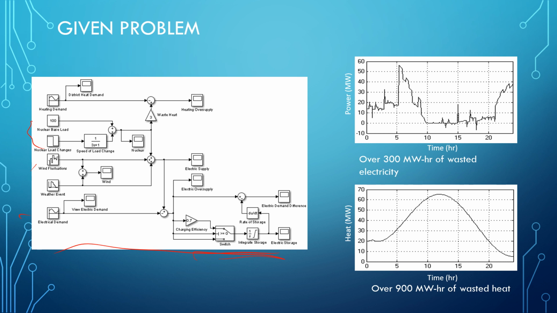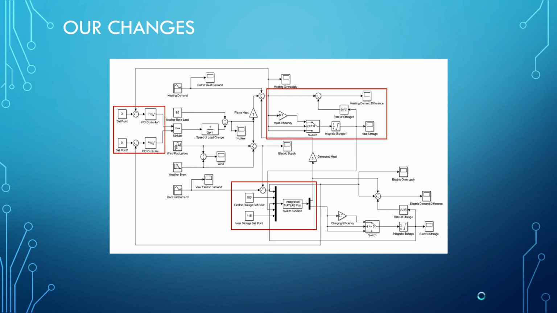To meet both the heating and the electric demand, we had to run the nuclear power plant almost at maximum capacity the entire time, because we needed more heat at night when it was cold and we needed electricity during the day. Without a way to really store this heat, we either needed a lot of electricity or we needed a lot of heat. So there was significant waste. 300 megawatt hours of power was wasted, and there's also a lot of heat that was wasted.